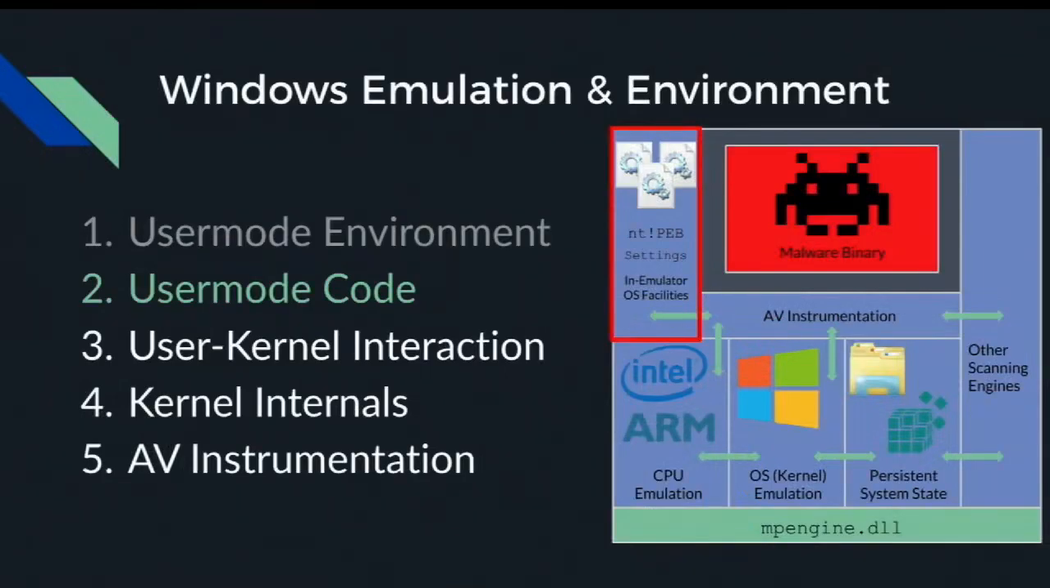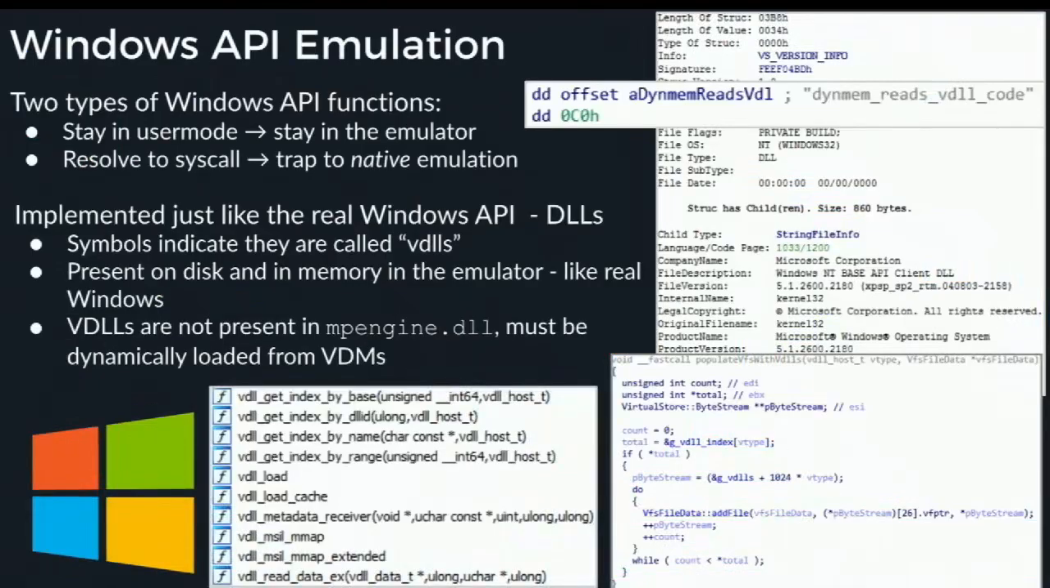Beyond just the user mode environment, we have user mode code inside the engine, which provides emulation of simple Windows APIs. In the real Windows API, there are generally two types of functions. There are those that stay inside user mode and do things like manipulating a string or returning a hard-coded value. And there are those that end up resolving into a syscall, for example, those that write to a file on disk, open a socket, or interact with the registry. Those resolve to a syscall where the kernel has to service the request.